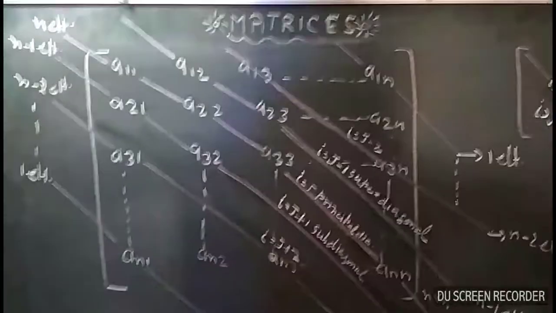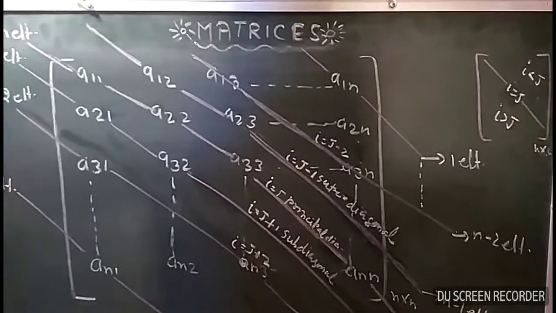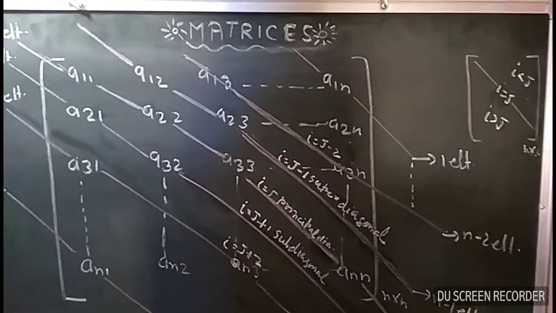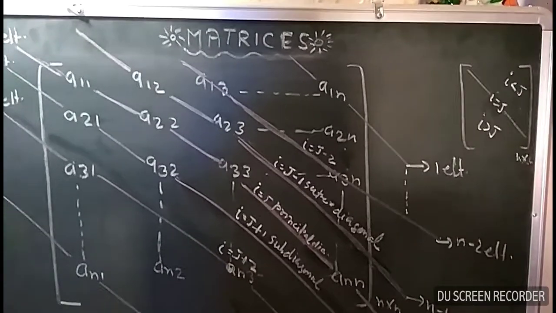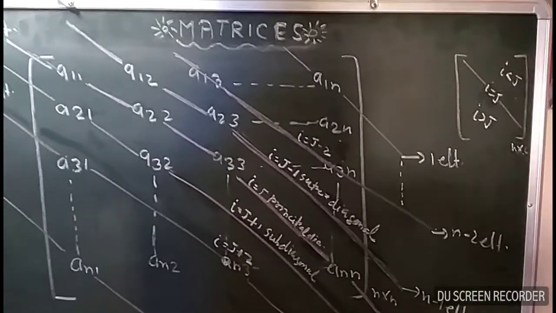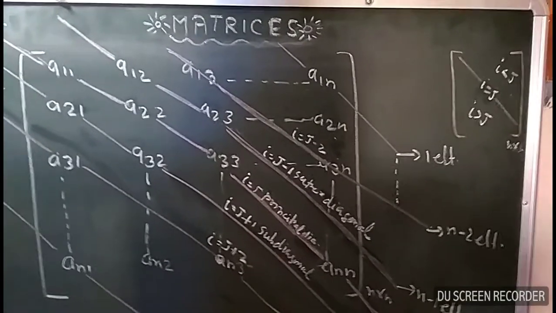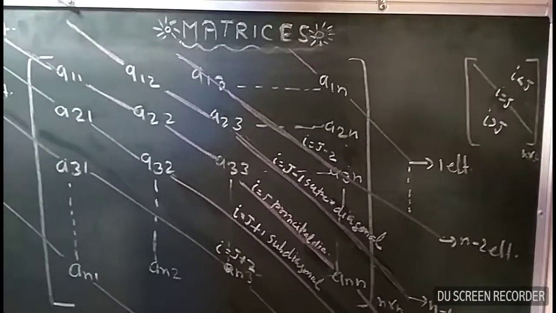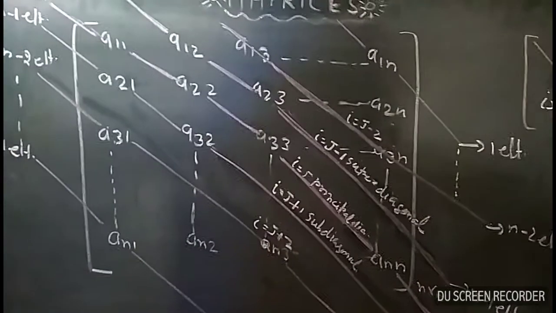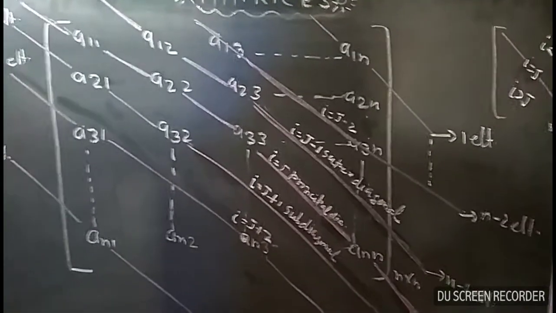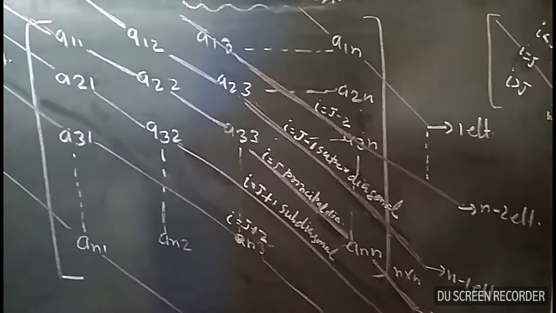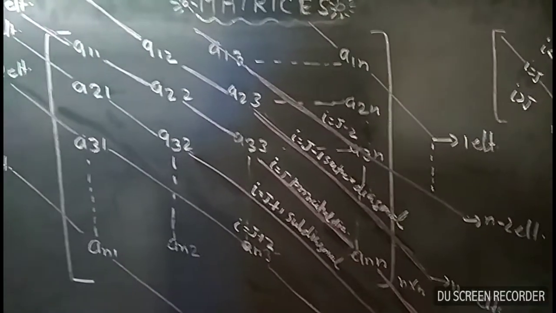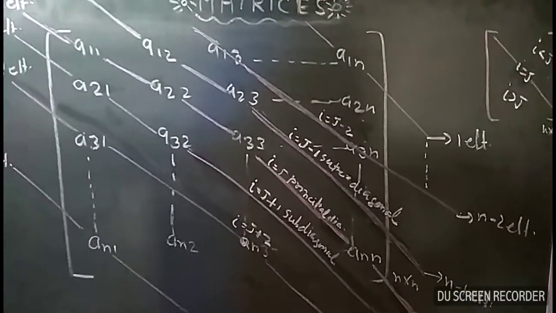Now, in a square matrix of order n, there are n elements along the principal line. A line along which elements of the form a_ij, where i is less than j, we say that this line is known as the super diagonal, and where i is greater than j, that is i equal to j plus 1, we know that it is the subdiagonal.